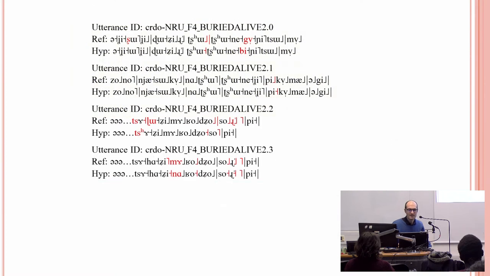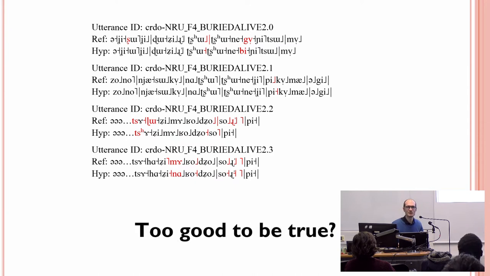Then you can compare, for a test set that was already transcribed and is not part of the training set, the output of the transcription with the linguist's transcription and do the error analysis. And some colleagues said that's too good to be true. There must have been a mistake, if you have 85% accuracy or something, which is on the order of 13, 14, 15% error, right?